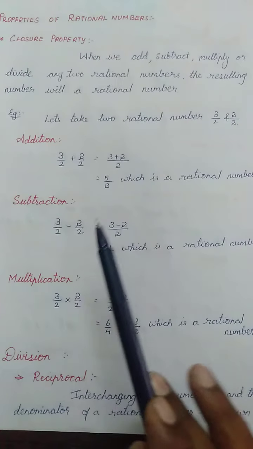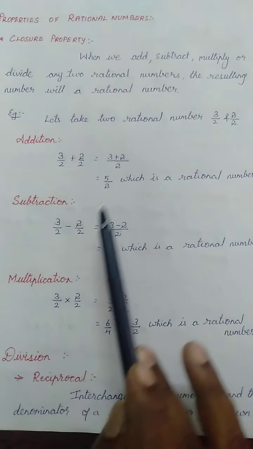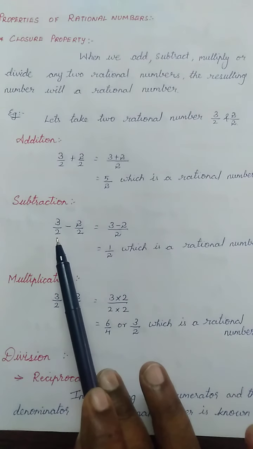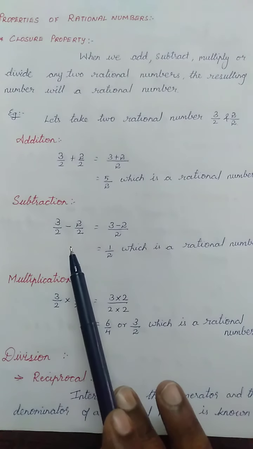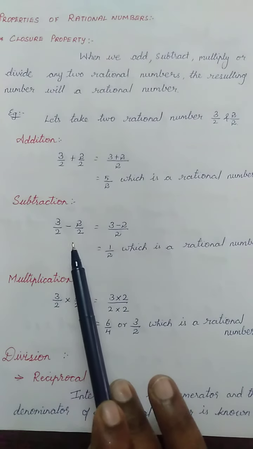Let us check whether the same holds when we subtract. So while subtracting, 3 by 2 minus 2 by 2, again the denominators are the same.